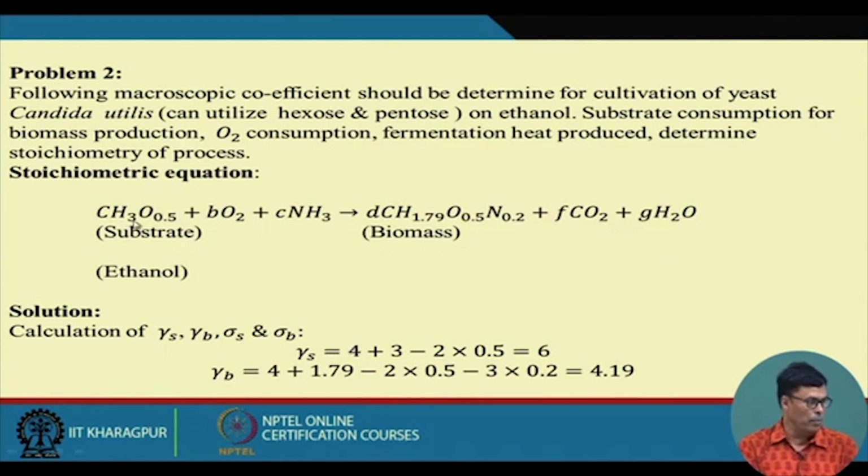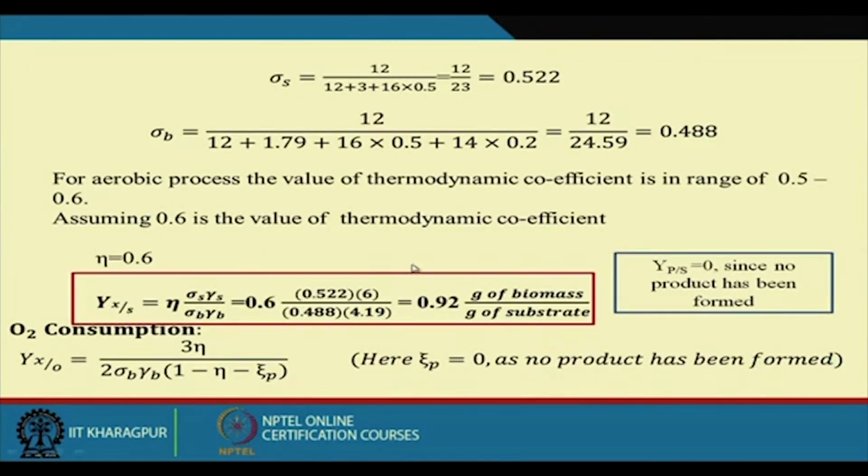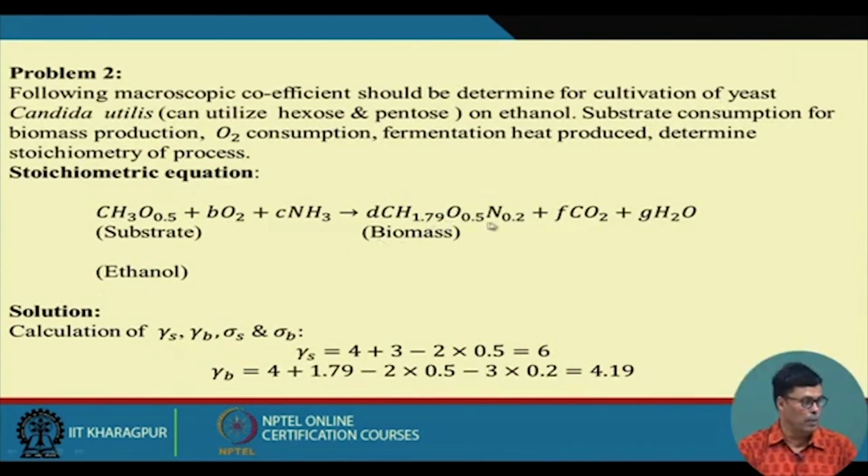So here this is the substrate, and this is the biomass. So we can easily calculate the degree of reduction of substrate and the degree of reduction of biomass. How can you calculate the degree of reduction of substrate here? You see, C is 4, H is 3, and O is 2 into 0.5. This comes to about 6. Similarly, we can calculate for biomass. It is C is 4, H is 1.79, then 2 into 0.5 minus 3 into 0.2. It is coming to about 0.19.